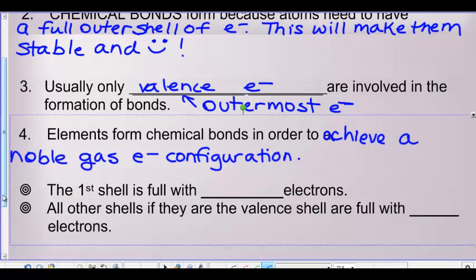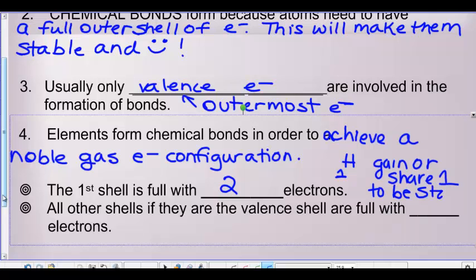Keep in mind, the first shell is full with 2 electrons, okay? So if you're hydrogen and your configuration is 1, you only have 1 shell, hydrogen will need 1 more to be full. So it will need to gain or share 1 to be stable, because the first shell is always full with 2. Every other shell, however, is happy or full with 8.